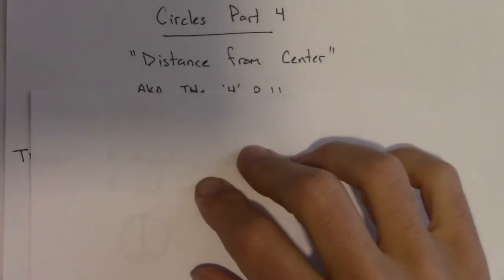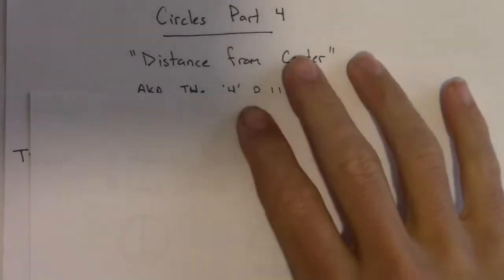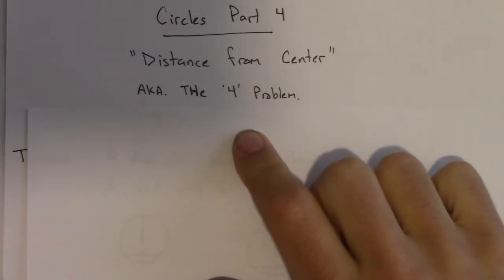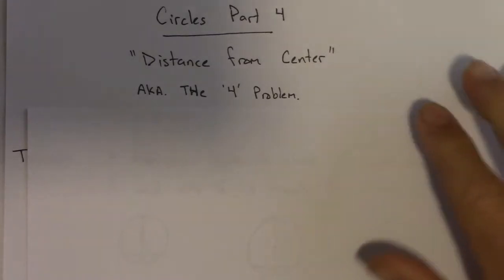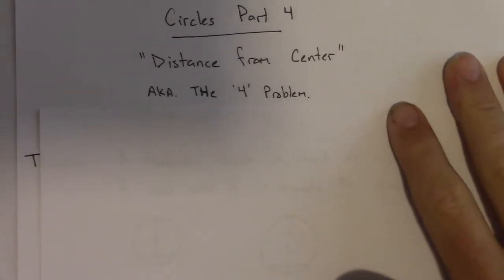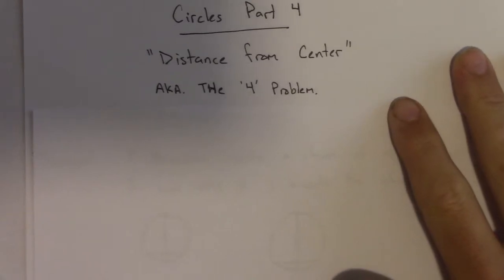Circles part 4, we've got the distance from the center, aka the 4 problem. It was not intentional for me to put that aka the 4 problem with part 4, but it kind of worked out that way, so that's kind of fun. This is a really common type of problem, and there's a theorem that kind of clarifies what's going on. So we're going to go through the theorem first.